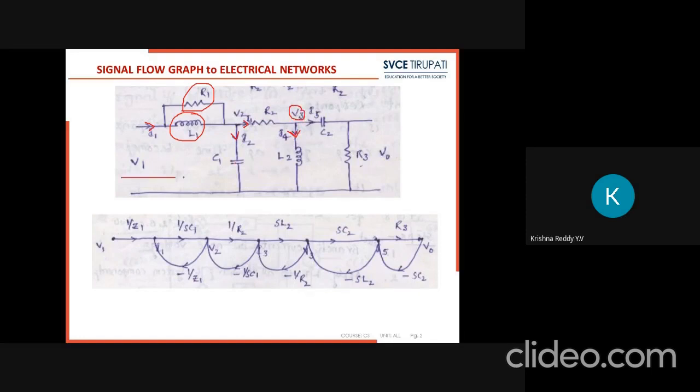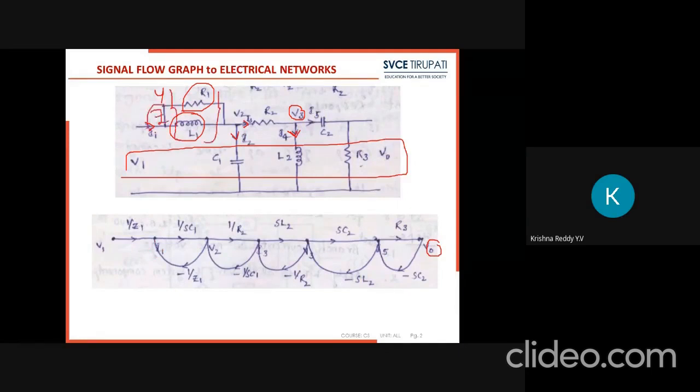Like this, first of all, find out the variables: V1, I1, V2, I3, V3, I5 and V0. Then for the series element we need to consider admittance. Here they directly took the impedance value, after that they converted it into an admittance value, 1 by Z.